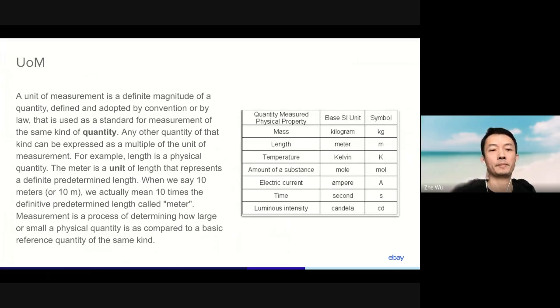So what is UOM? Everybody here understands what a UOM is. It's a definitive magnitude of a quantity defined and adopted by convention or by law. So there are two important parts. One is quantity, the other is unit. On the right-hand side, I have listed a few typical units, like mass, length, temperature, time, luminous intensity, etc. This gives you the background of what kind of unit of measurement we care about.